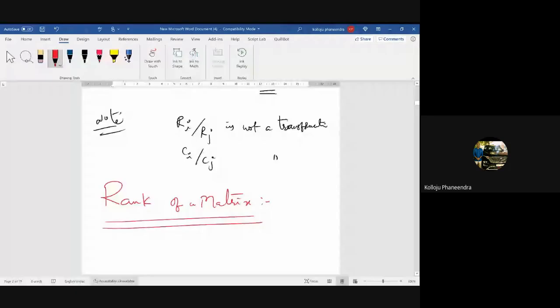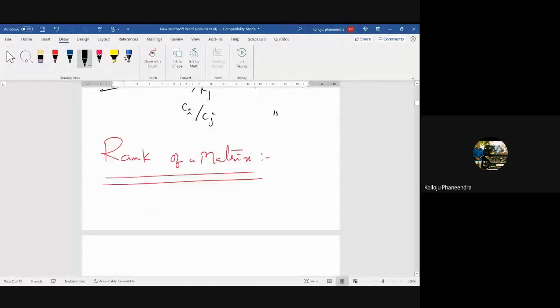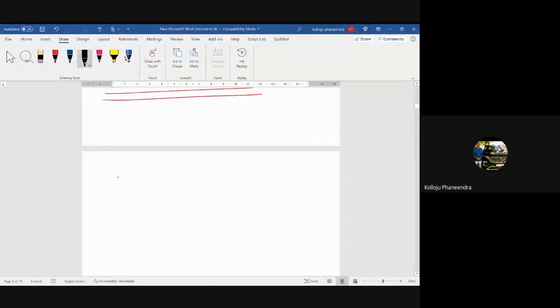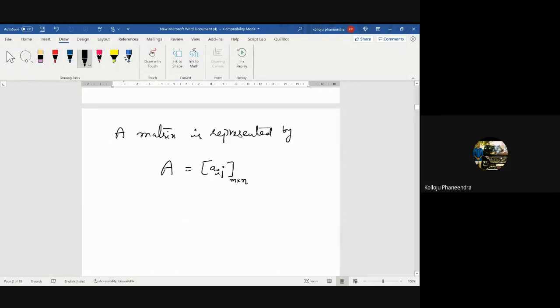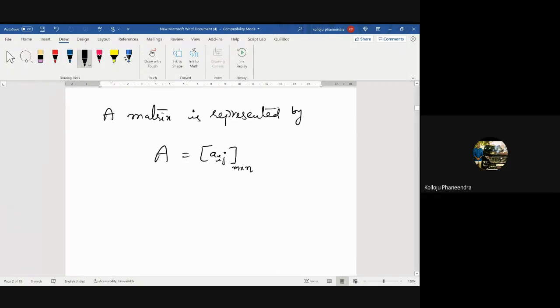Okay, let me start. What is the rank of the matrix? Now, see, generally, a matrix is represented by A equal to Aij, m by n. This is the order. M rows are there and n columns are there.